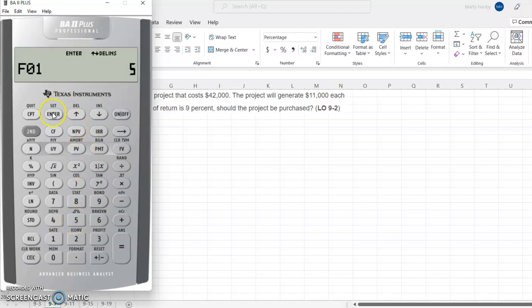So 5. Enter. Hit NPV, and now we enter 9. Enter, and go down arrow to NPV. Hit compute. You get $786.16. We can also do IRR and compute and get 9.72%.